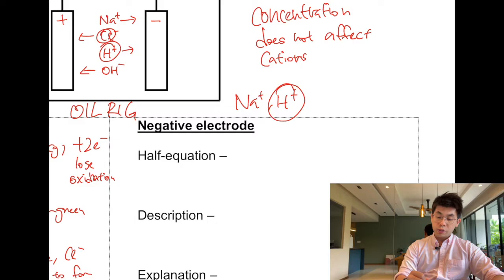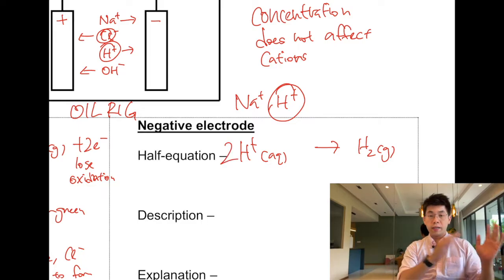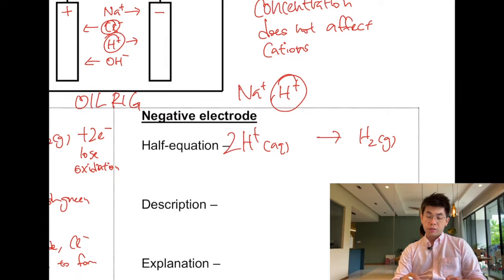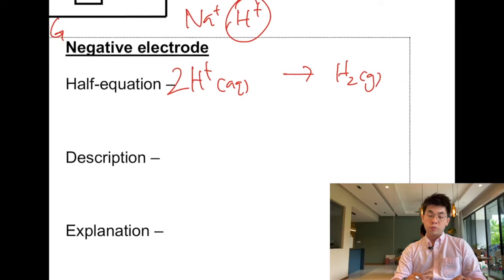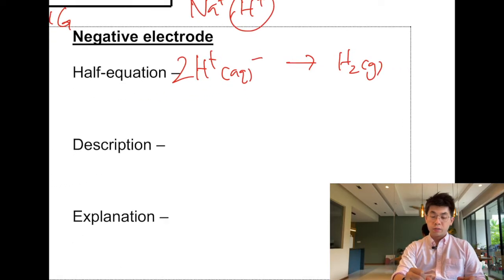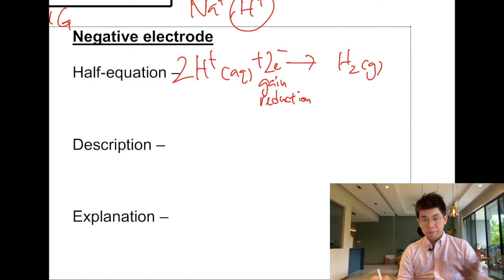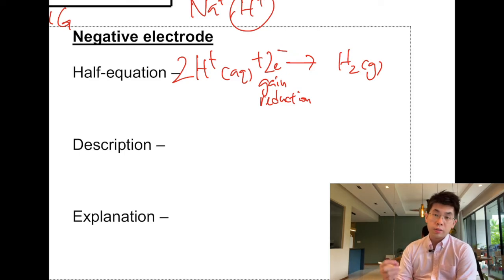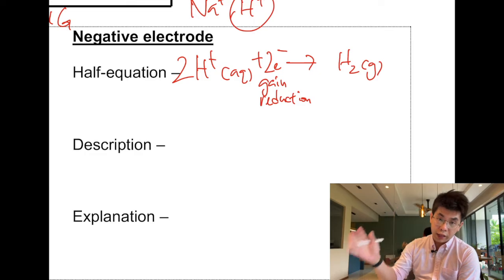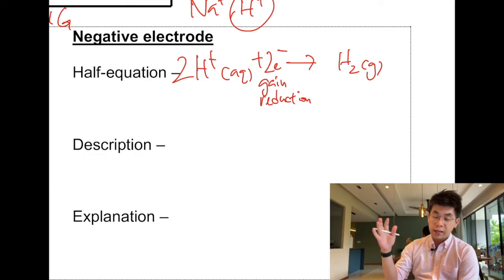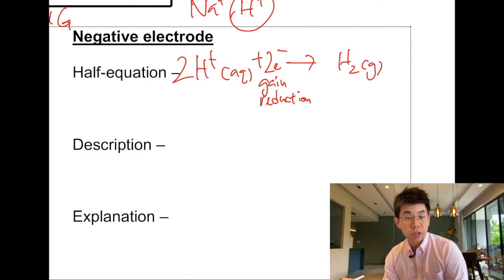The half equation will be H+ aqueous forms H2 gas, and then I balance it. On the left side I have 2 H+, on the right side I have no charge, so in order to make sure that it's balanced, I add 2 electrons over here. I know this one is a gain, and therefore this is a reduction. Description, same, bubbles form. Explanation, same: at the negative electrode, hydrogen ions are selectively reduced to form hydrogen gas.